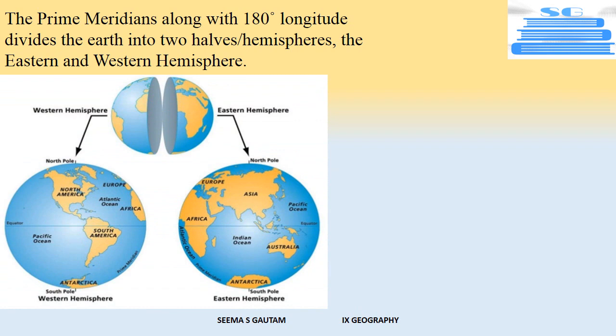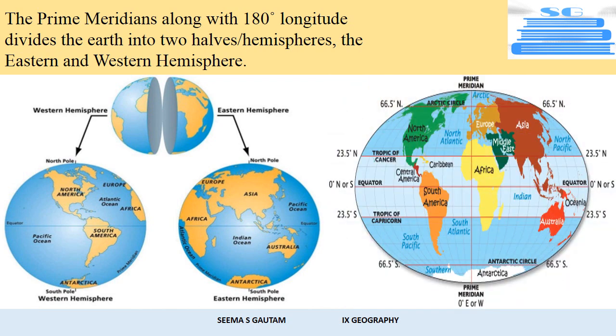The prime meridian along with the 180-degree longitude divides the earth into two halves or hemispheres, the eastern and the western hemispheres. The part of the earth which lies between 0-degree and 180-degree east longitude is called the eastern hemisphere, and the part of the earth extending between 0-degree and 180-degree west is called the western hemisphere.